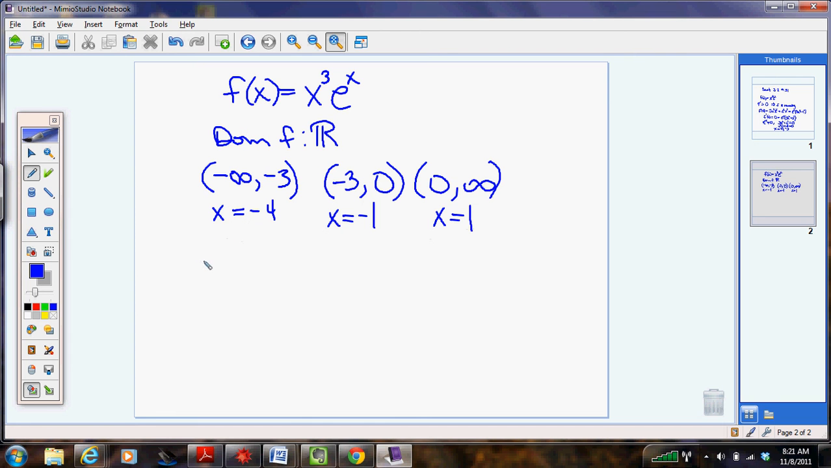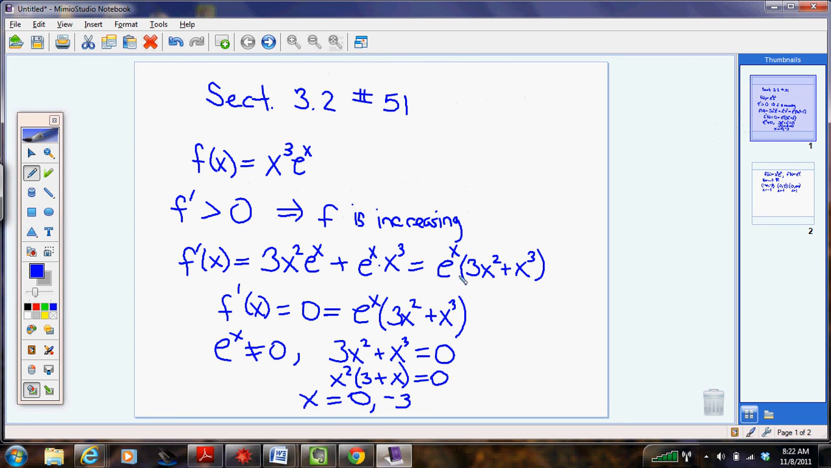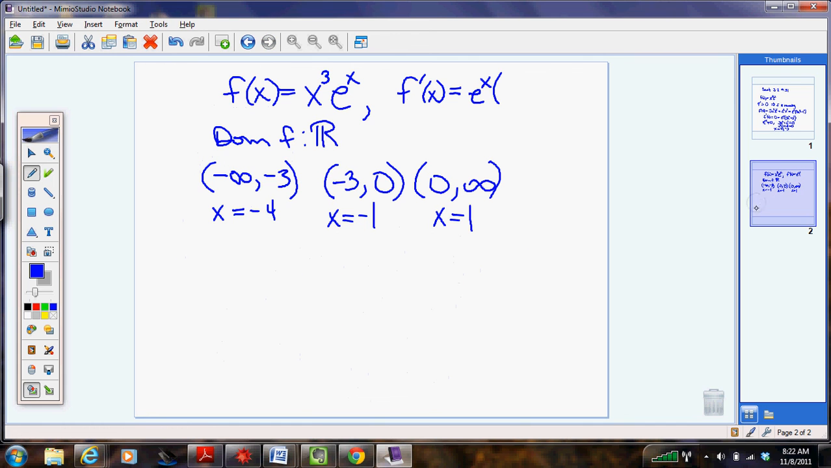Now what I'm going to do is test these values in f prime. I guess I should go back and write down what f prime was that we found, at least in factored form. f prime of x was, let's see, it was e to the x. I can recall here, and I'm going to go back and look just to make sure. It was e to the x times (3x squared plus x cubed).